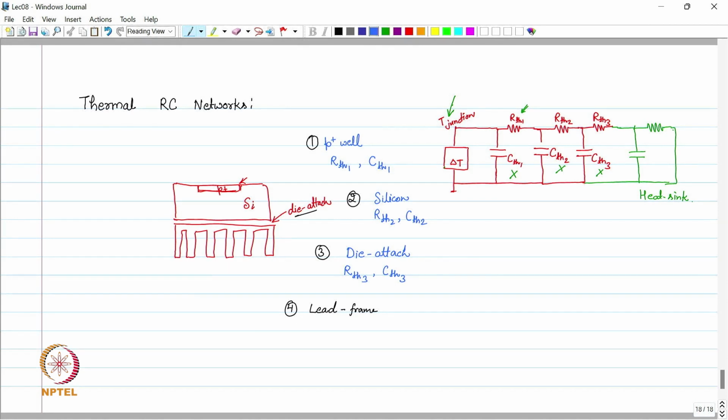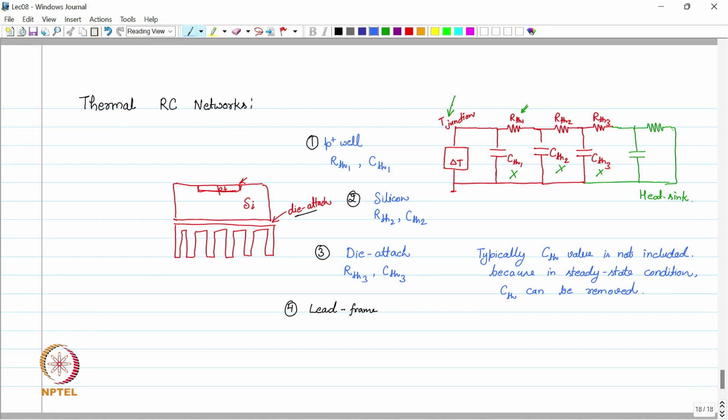So in data sheets typically the CTH value is not included, because in case of steady state these can be omitted. CTH can be removed from this model.